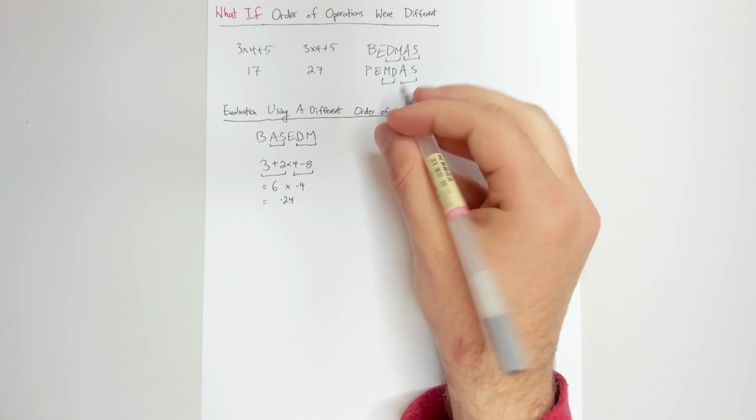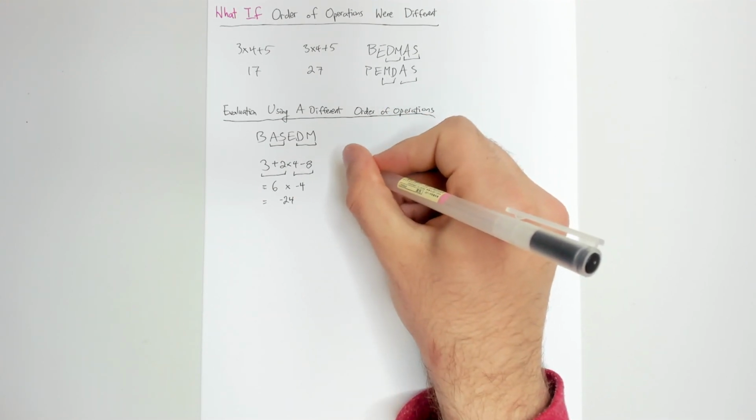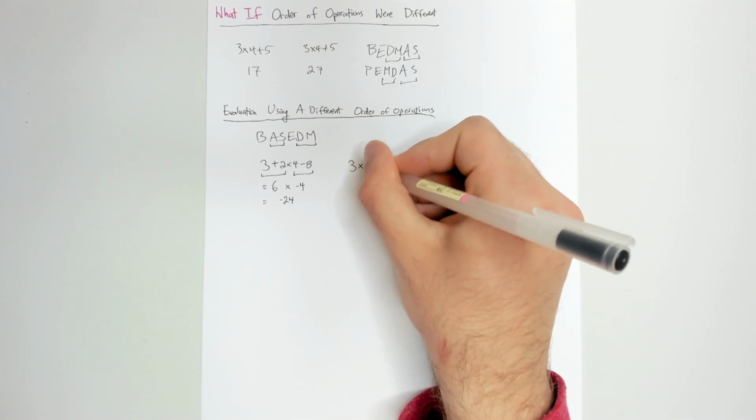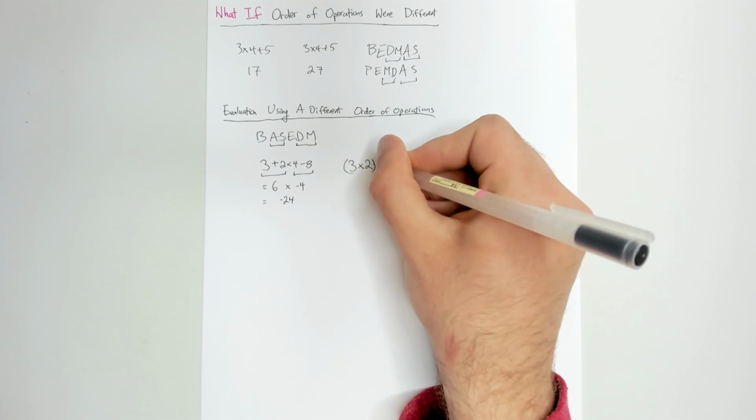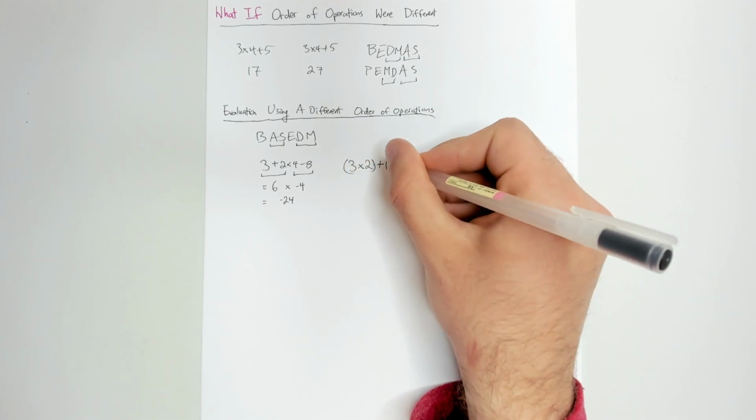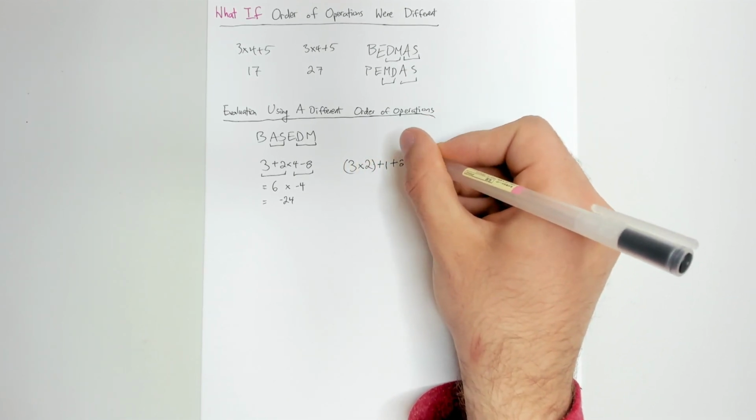Let's try another example. What if I had something like 3 times 2 plus 1 plus 2 squared?